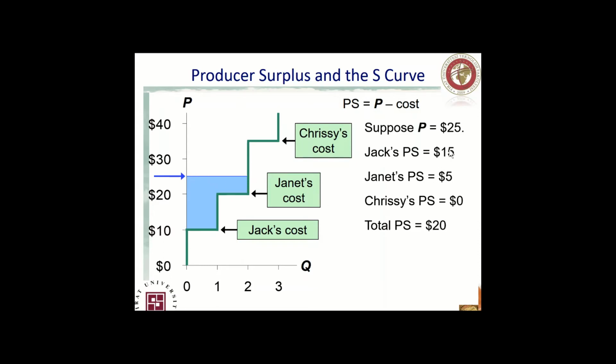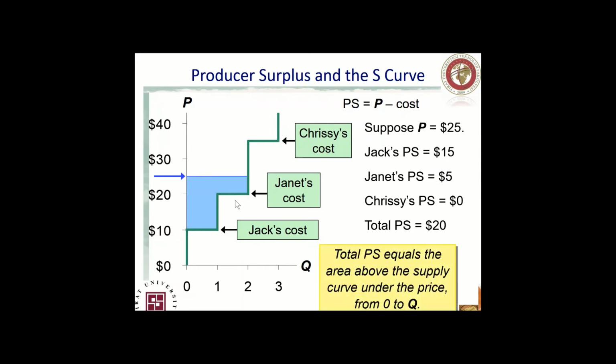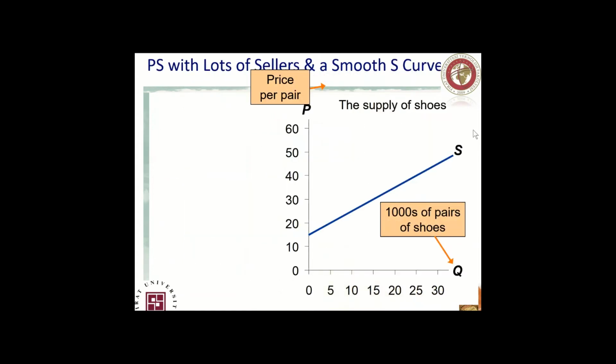So usually we don't calculate individuals because this is just a limited illustration example. We have only 3 resellers, and in that case we can sum them up. Rather, usually we calculate the area below the price and above the supply curve. That's exactly the idea of how we calculate it. Usually we have this kind of smooth supply curve, because we speak about hundreds of thousands of sellers.